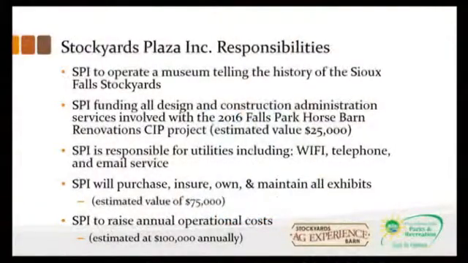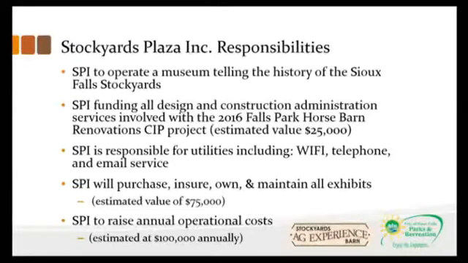Some of the responsibilities for Stockyards Plaza Inc. include operating the museum to tell the story of the Stockyards. They were also agreeable to fronting the cost of all the design and construction administration associated with the renovations to the project, which is estimated at about $25,000. They would also be responsible for the utilities, Wi-Fi, telephone, and email service within the building, and so they're essentially picking up the tab for operating that facility.